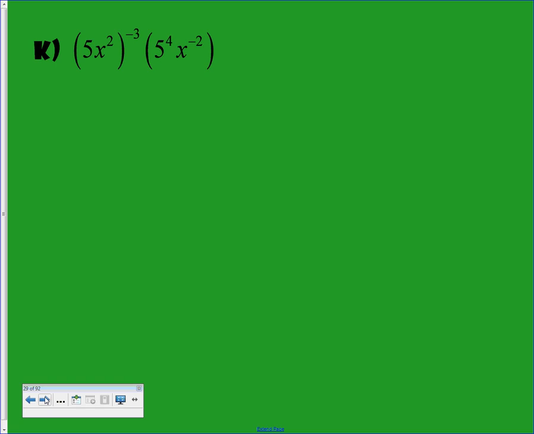So first thing I would do is I would distribute here. So it's going to give me 5 to the negative third, x to the negative sixth. Then I've got times 5 to the fourth, x to the negative 2. Okay, again, the numbers here, you're going to treat them just like variables because you see 2 different ones. So 2 different ones means I'm going to add them. So it's going to give me 5 to the first because negative 3 plus 4 is 1.